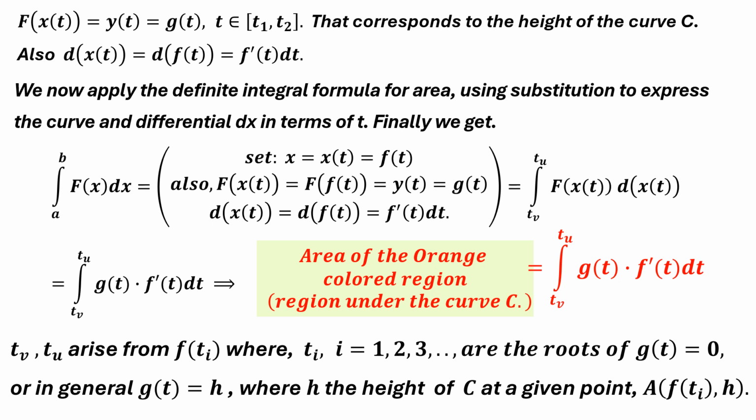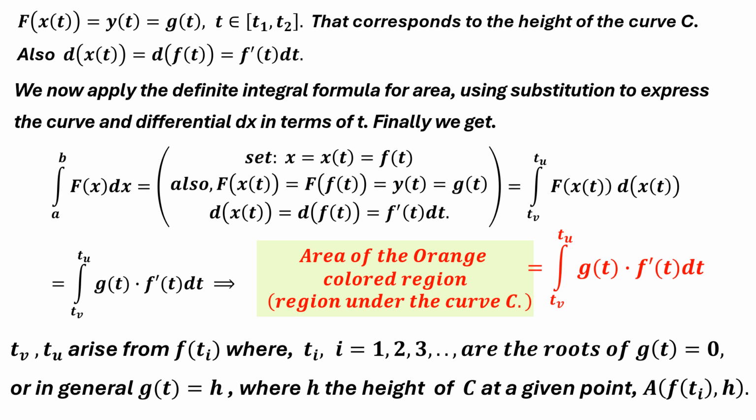Now, to the above definite integral, we apply the integration by substitution method. We set x equals f of t. In this case, d of f of t equals the derivative of f of t dt. Also F of t equals g of t for all t in the closed domain [t1, t2]. And below we can see the calculations that lead us to the wanted formula.